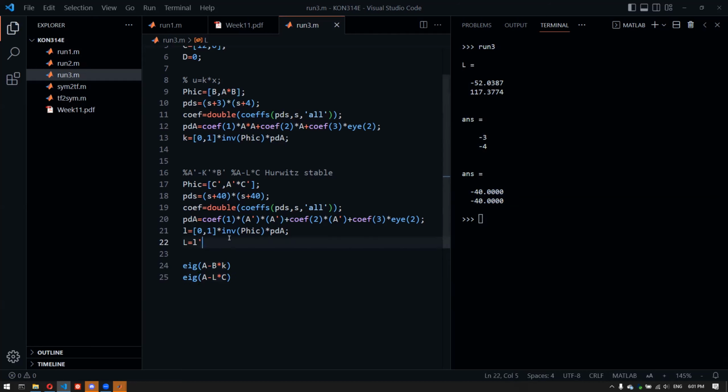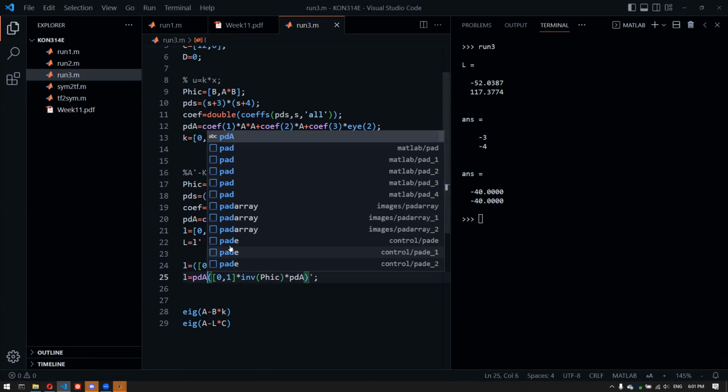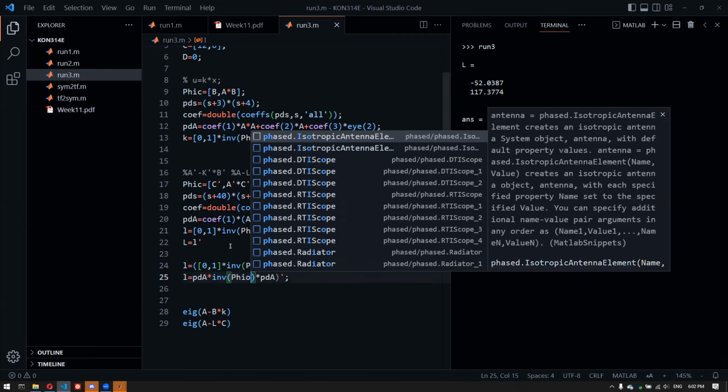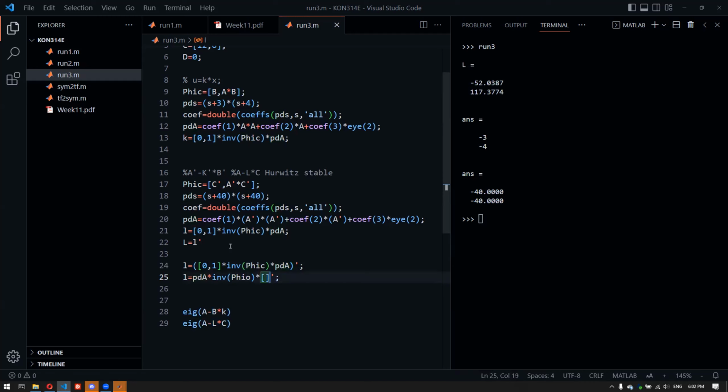Now, you can also do the following. There's also an Ackerman formula for the dual, which is based on this transpose here. If you take this transpose, what you can do is you can come up with the observer version here, which looks like PDA times inverse of phi O observability matrix. Then you have 0 and then 1. This is kind of the equivalent here. And if you look at that, this is basically the same as C and then C times A. This is the observability matrix here.